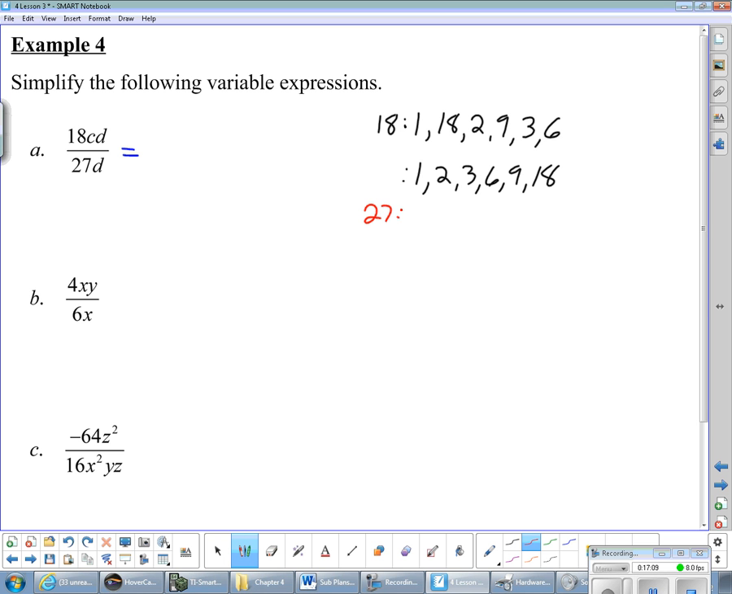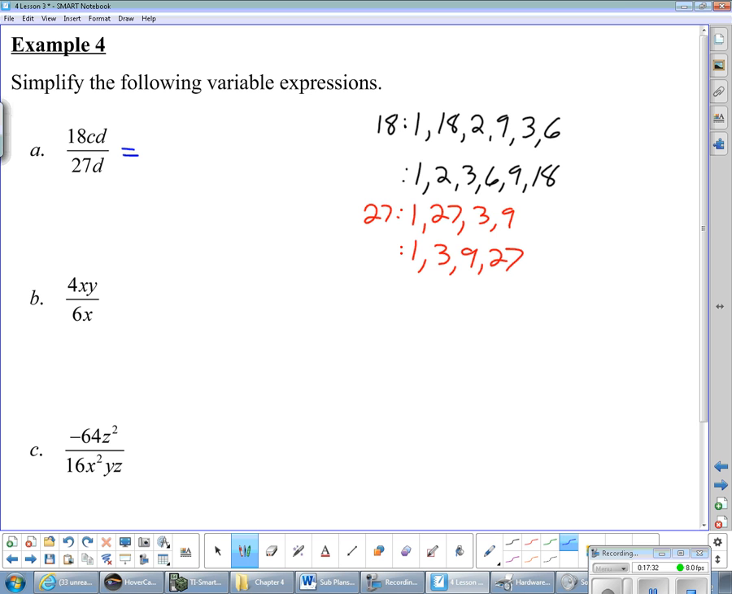Or sorry, not the 27, but all the factors of 27. We got 1 and 27. We've got 3 and 9. And let me just think for a second. That would be it. And so let me write those in order. 1, 27. Oops, that's not in order. 1, 3, 9, and 27.